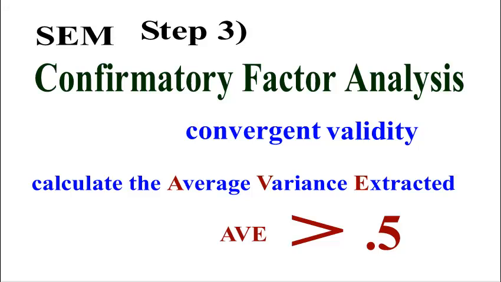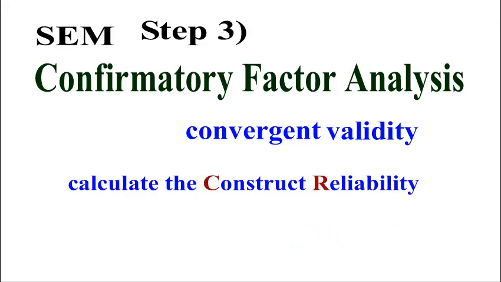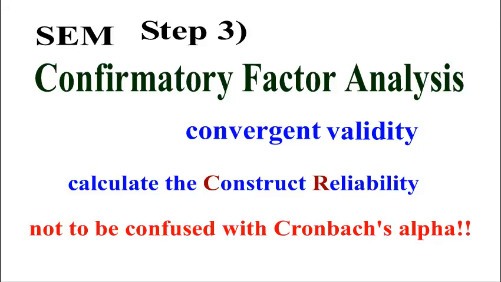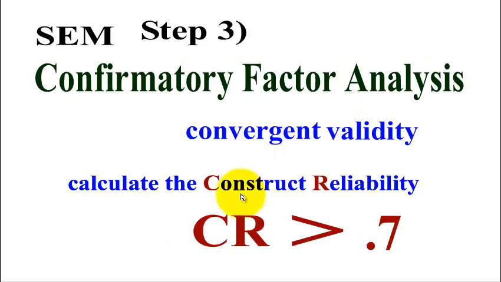The second half of convergent validity is you got to calculate what we call the construct reliability. Careful. The word reliability makes you think of the Cronbach's alpha, but the Cronbach's alpha is internal reliability, and this construct reliability has more to do with convergent validity. Okay, so it's not Cronbach's alpha. But you want your construct reliability test statistic to be greater than 0.7. If not, you could be in trouble.